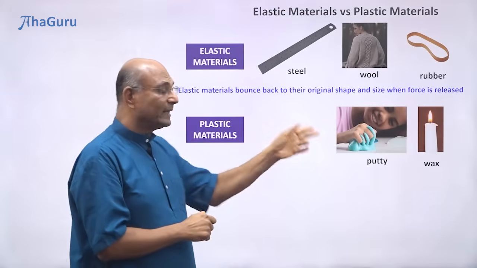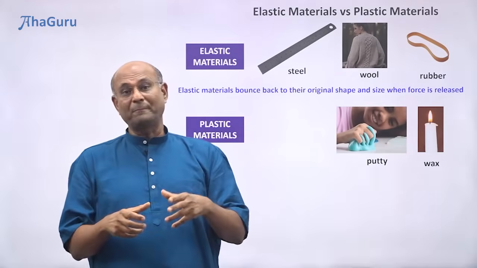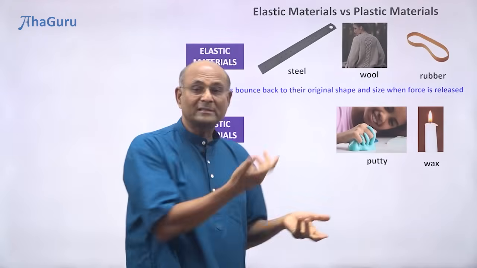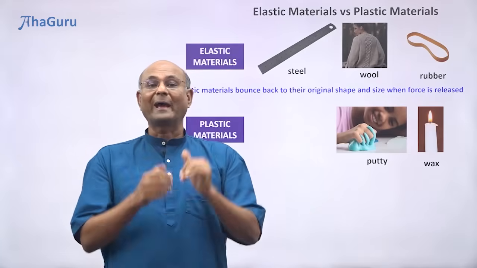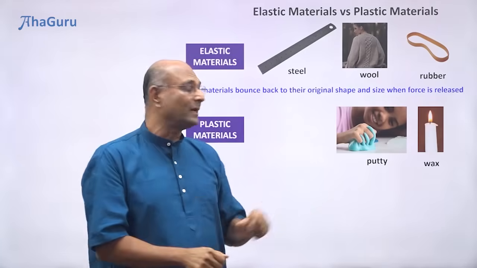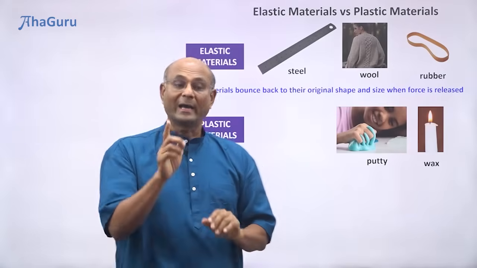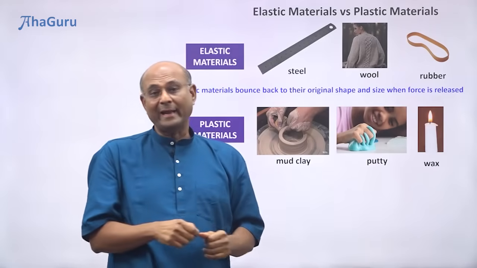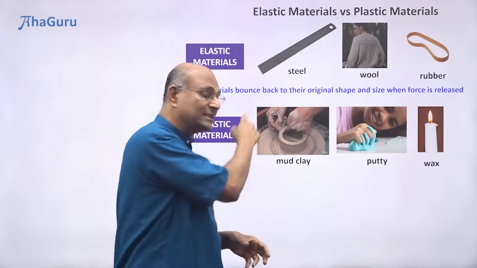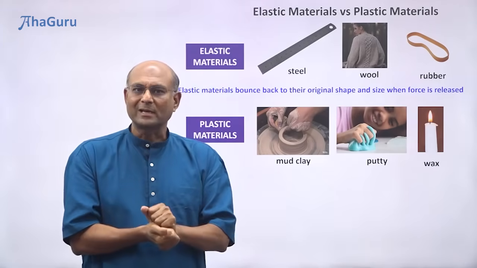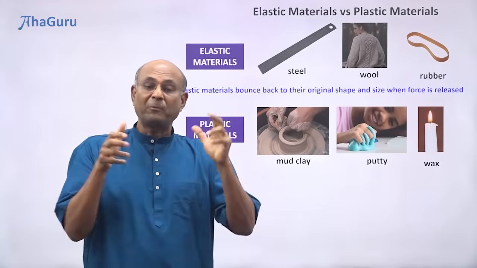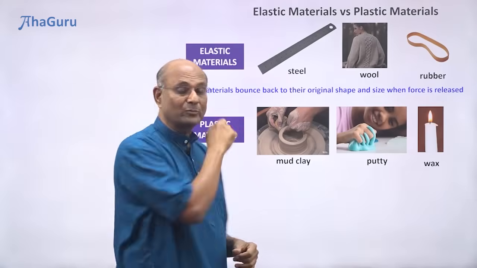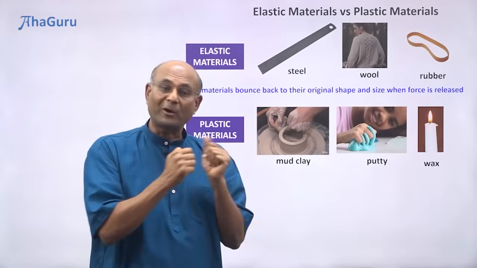Another example is this putty that you probably played with as a child. When you press it, it changes shape. When you release the force, it does not go back to its original shape. It remains in the new shape that it has got. Another very important example is mud clay. It is because we can exert a force and change its shape that people use this to make pots. But then you don't have to keep on exerting the force. When you release the force, what happens? It remains in the new shape. So that is why it's important when we are using this for making pottery, right?